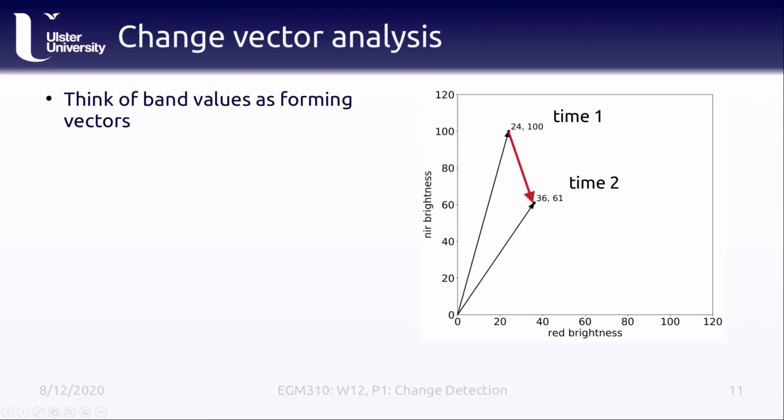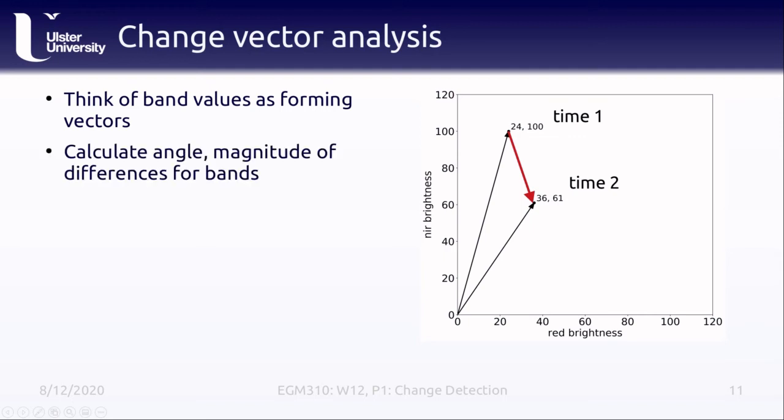In this case, the change in red brightness, or the x direction, is plus 12, and the change in the near-infrared brightness is minus 39. So perhaps this represents a change in vegetation that has become stressed due to drought. We've shown an example for just 2 bands, but we can do this for as many bands as we like.